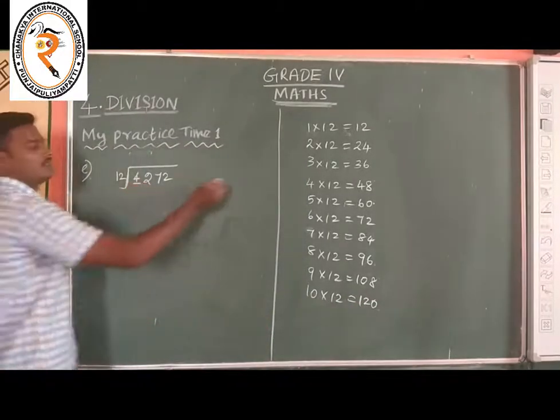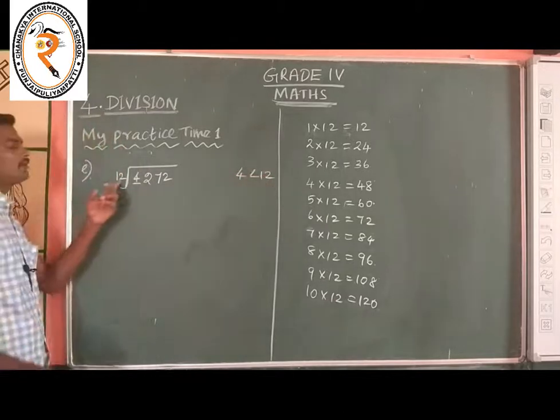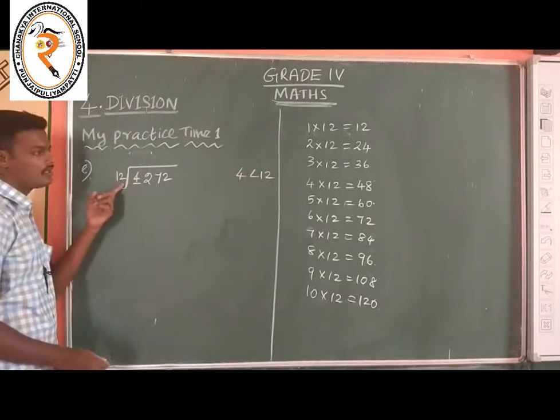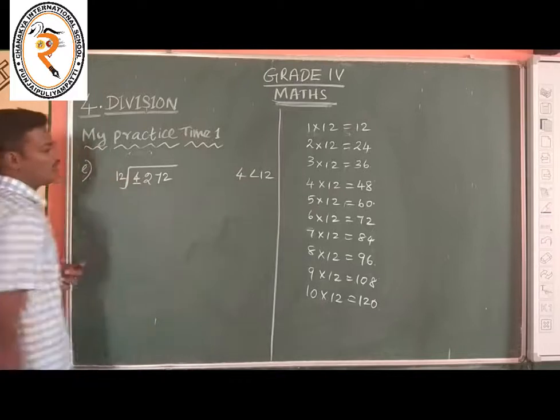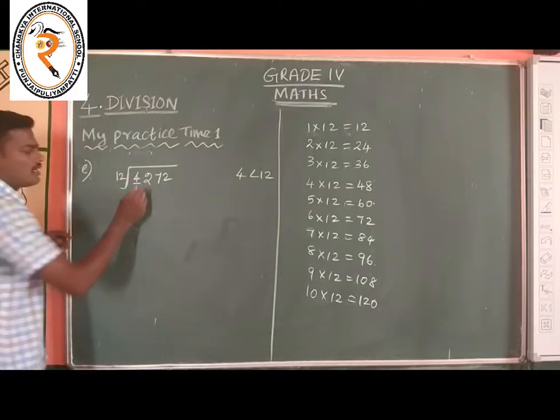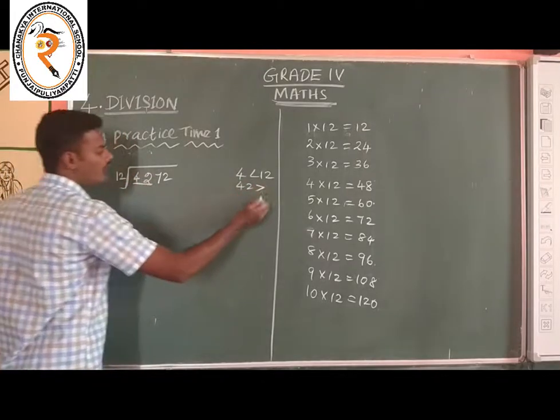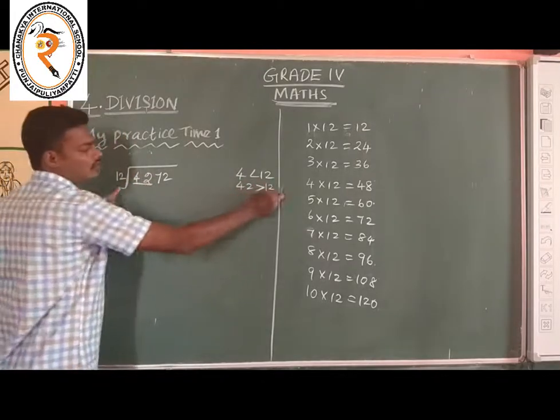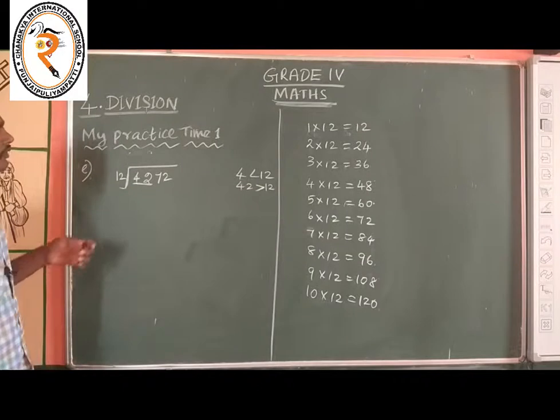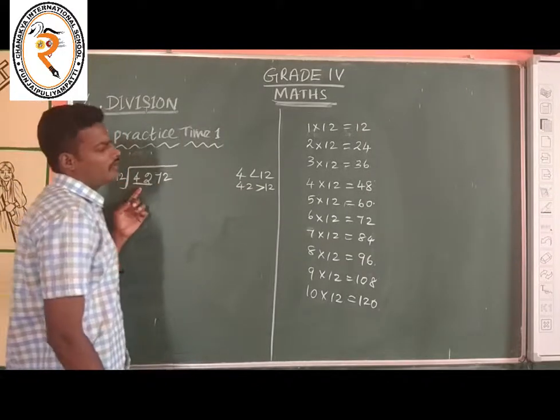4 is less than 12. Comparing 12 and 4, 4 is less than 12. So 4 cannot be divided by 12. So we select a 2-digit number, 42. 42 is greater than 12, so 42 can be divided by 12.